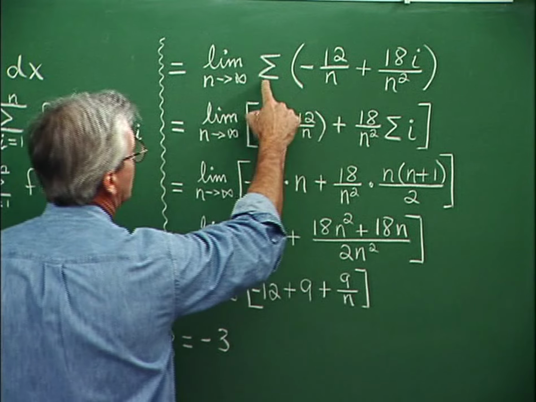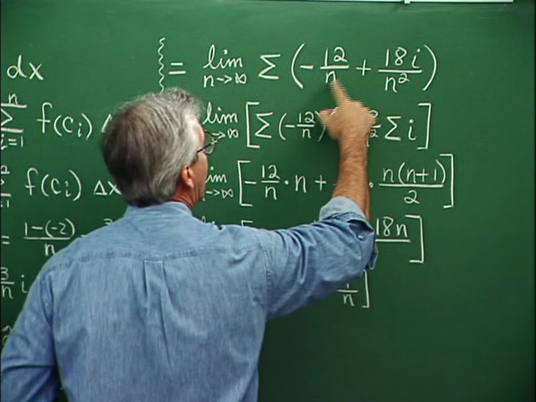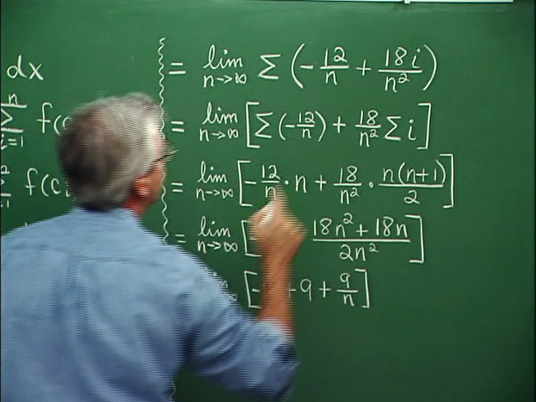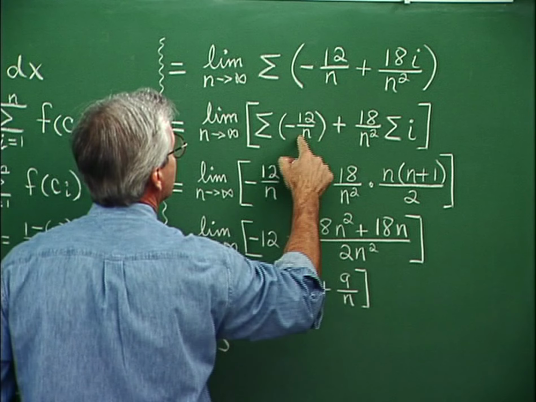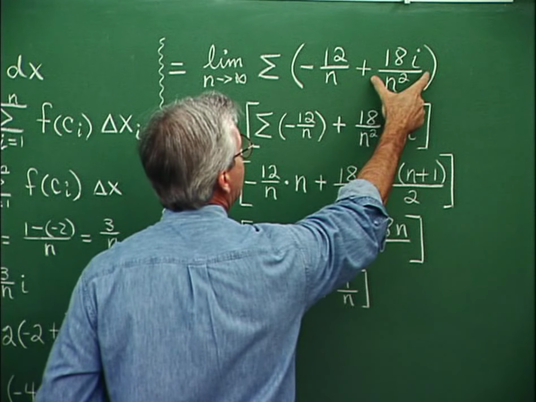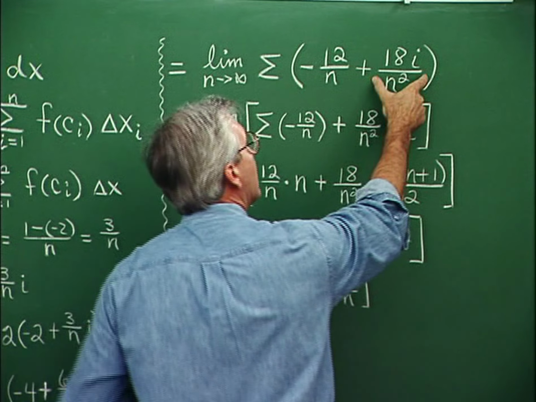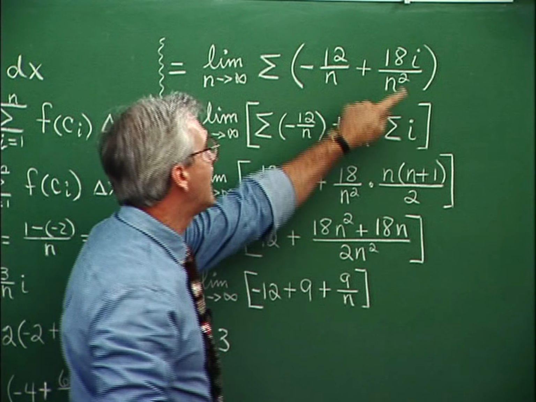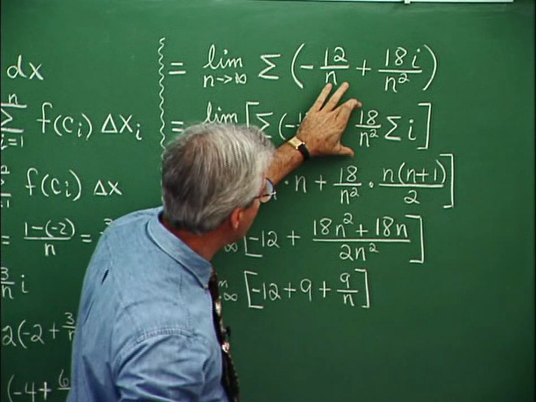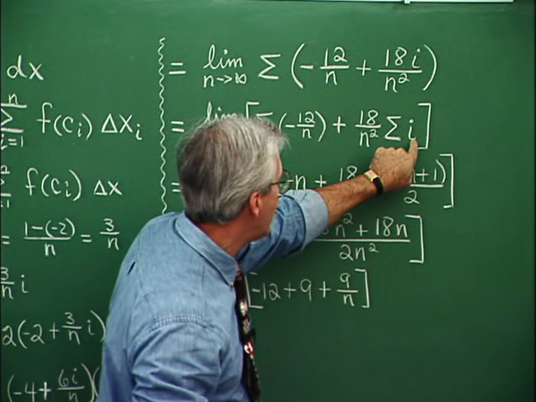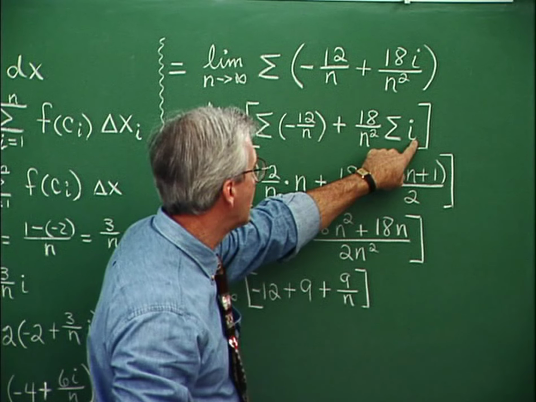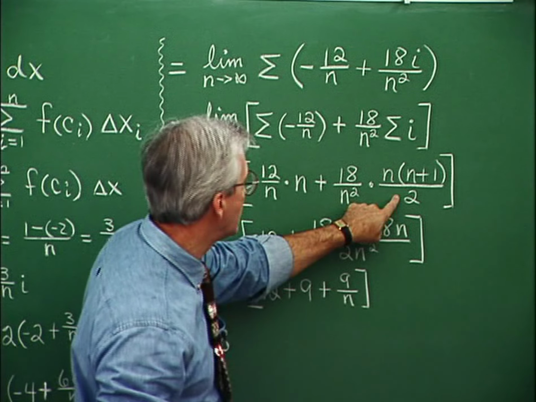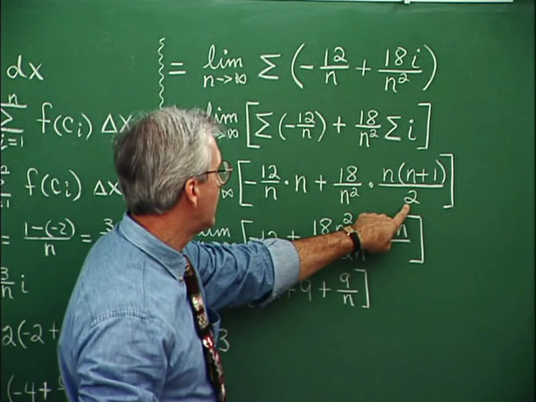And then we can distribute the idea of summation through this binomial. So it's the sum of that plus the sum of this. And when we talk about the sum of this, we can think of the coefficient of i here as being 18 over n squared. That's real helpful because that 18 over n squared moves to the outside of the summation notation, and we have the i following the summation notation. That's important because we have a substitution for the sum of i, and that substitution is made here. It is n times n plus 1 over 2.